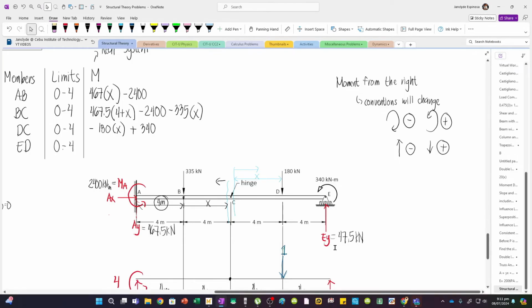And then this load EY, this causes a counterclockwise rotation about the cut. So we have minus, still plus because again the conventions will change. So 47.5 multiplied by 4 plus x. Again, this distance is already 4. So 4 plus x, that's the moment arm of EY.